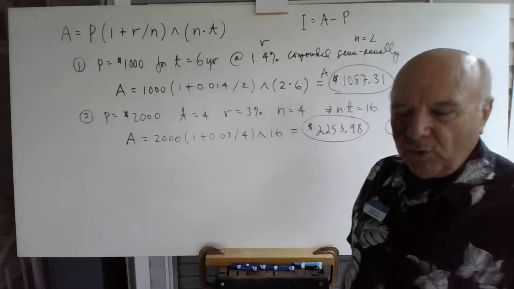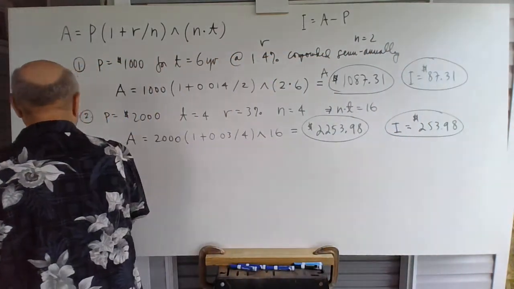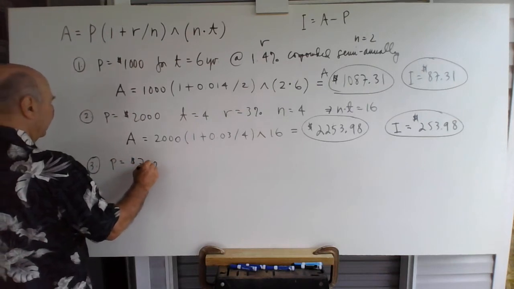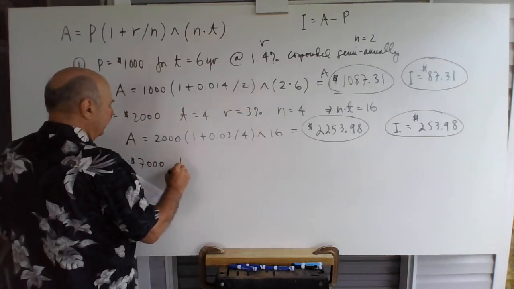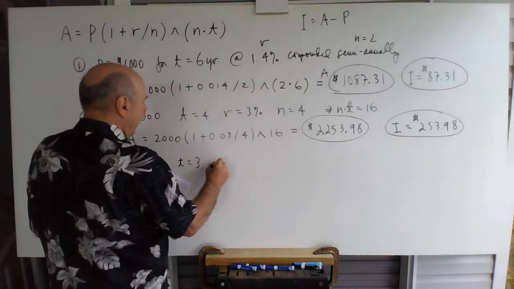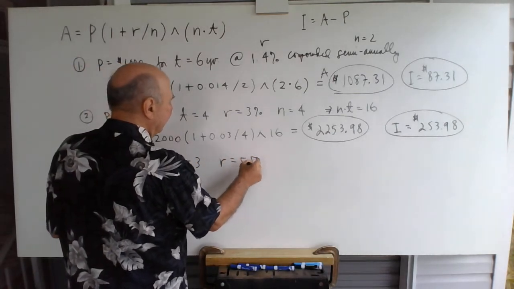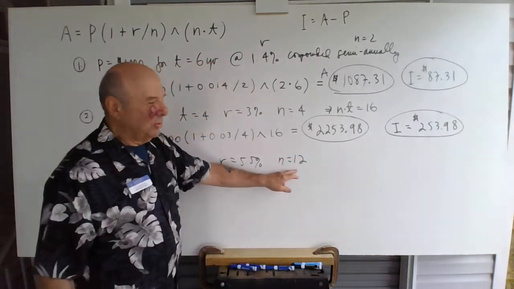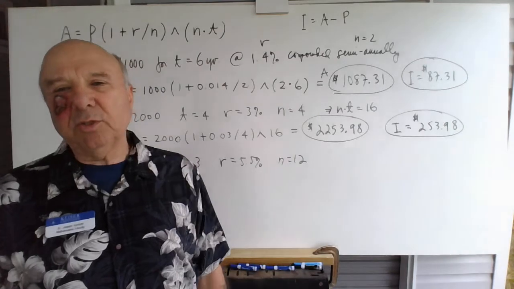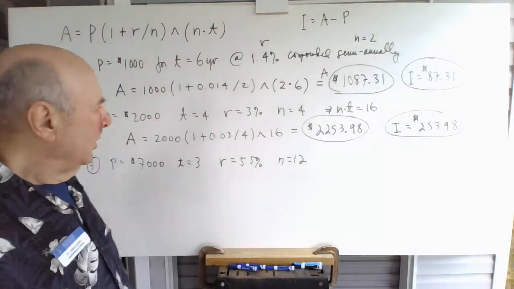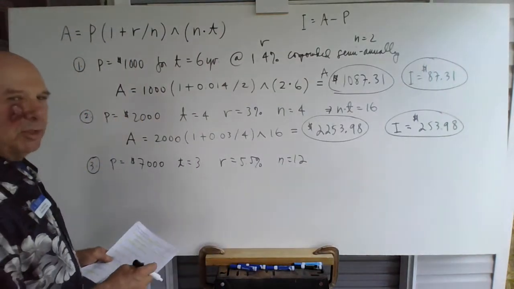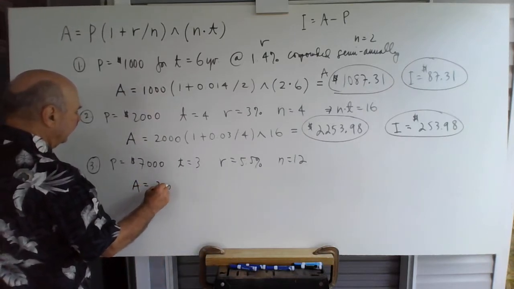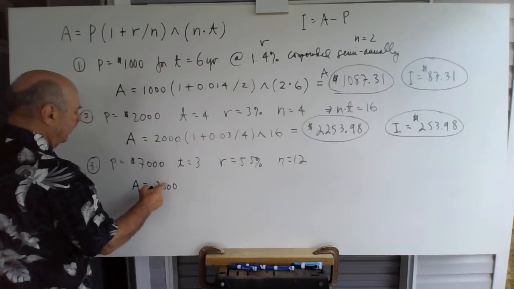Okay, one more. Let's do compounded monthly. So this is $7,000 for 3 years at 5.5%, compounded monthly. So now N is 12, because there are 12 months per year. So we do it once a month, so that's 12 compoundings per year. So how much money will we accumulate from the 7,000? So 7,000 is the principal, or the present value.